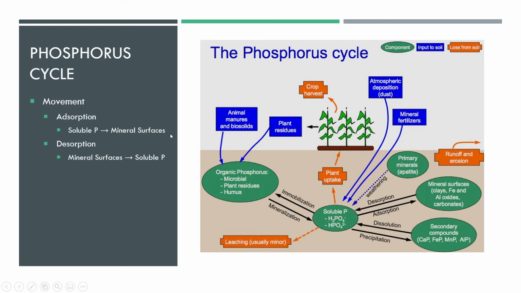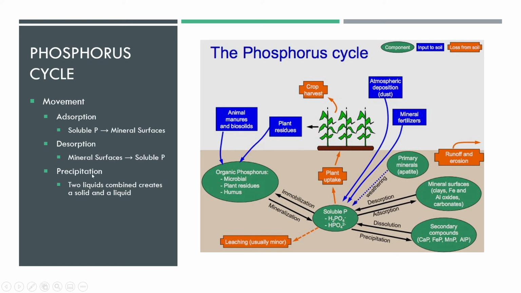Desorption is the opposite. Okay, they're going to get off of the surfaces, and they're just going to be soluble P within the soil. Not on the surfaces of the soil, but just in the soil column, somewhere in there. Precipitation. We know a definition for precipitation. There's going to be a different definition.